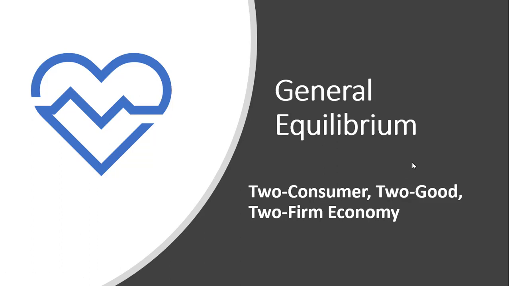Hello, in this video we're going to do a general equilibrium problem where we have a two-consumer, two-good, two-firm economy. So consumer A's utility function is over good X and good Y. Consumer B's utility function, again, is a function of good X and good Y. There are two firms.